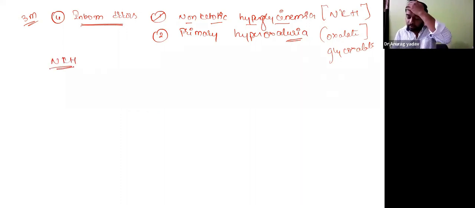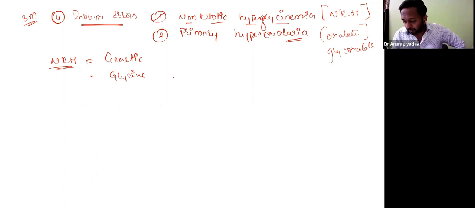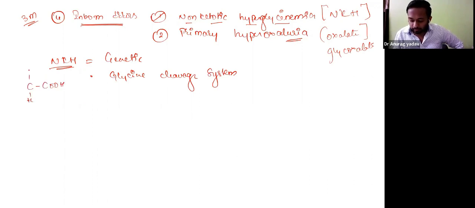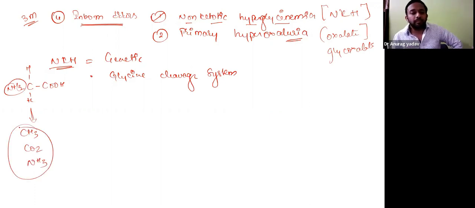NKH. I told you inborn errors are all genetic disorders. What is the defect? It is a defect in the glycine cleavage system. What is the glycine cleavage system? We completely dismantle the glycine into three compounds: methyl group, carbon dioxide, and ammonia. If the cleavage system is absent, there is no degradation of the glycine, and the glycine starts getting accumulated in the body.